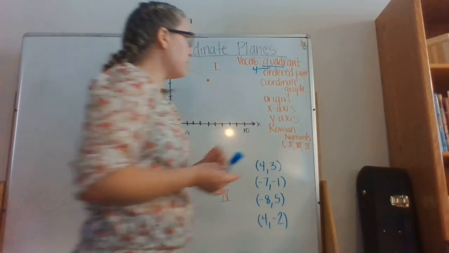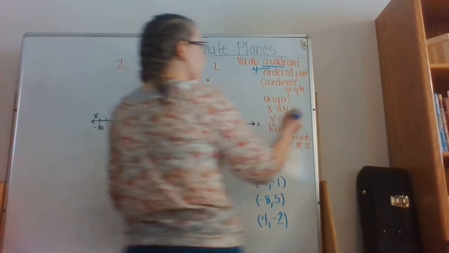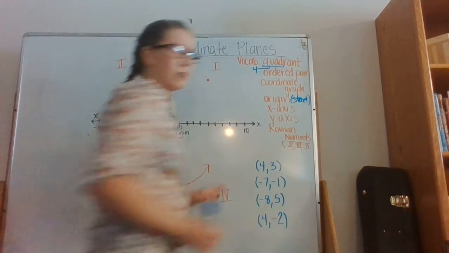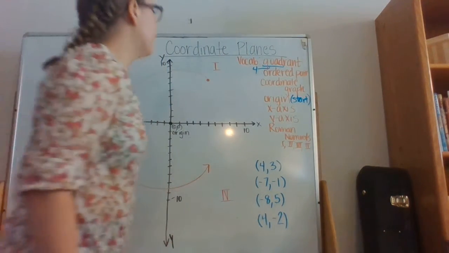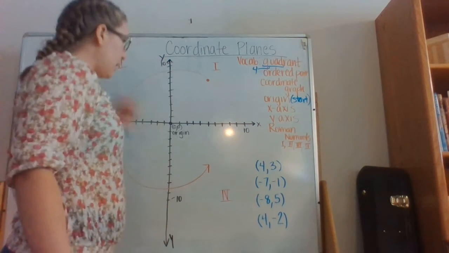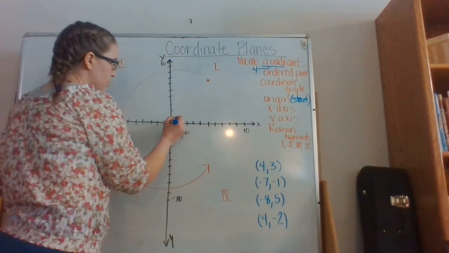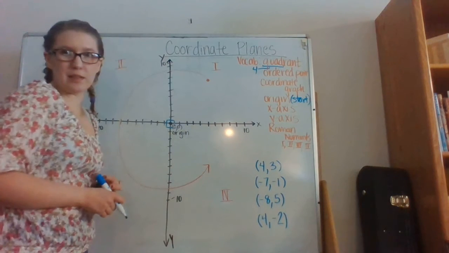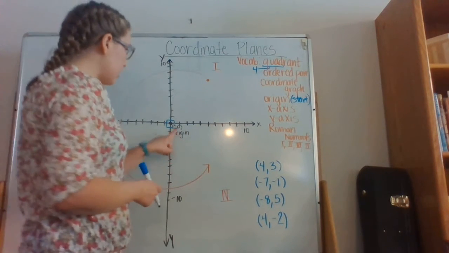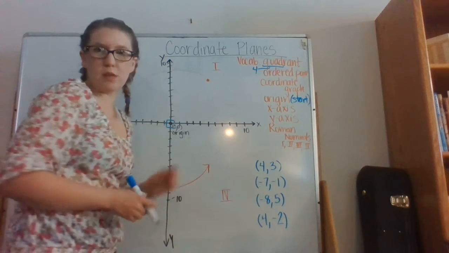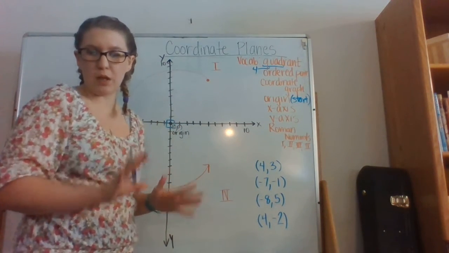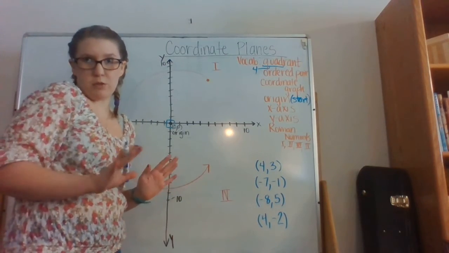Then there's the origin. Remember, another word for origin is start, like the origin of life. You're talking about the start of life. So the origin is where I start. Where I start on my graph is right here at the center. And the origin is 0, 0. I haven't done any directions yet. My numbers tell me where to go. The zeros, I'm just staying.